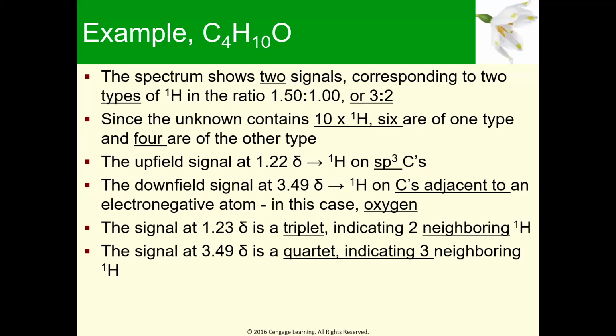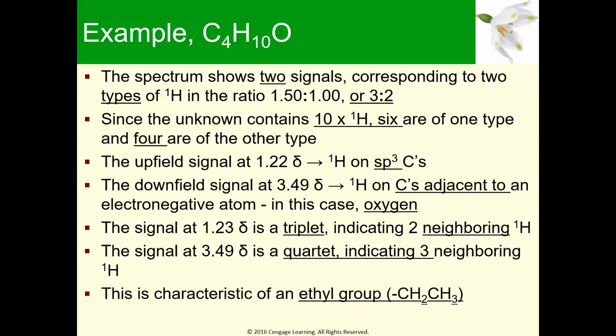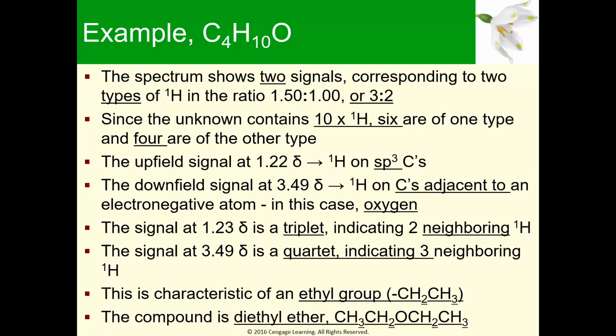So we put all that together, and we say that this is characteristic of an ethyl group, the CH2CH3, that ethyl alkyl substituent kind of group. All right, so now, taking into account the entire formula, we can say that the compound is diethyl ether, CH3CH2OCH2CH3.